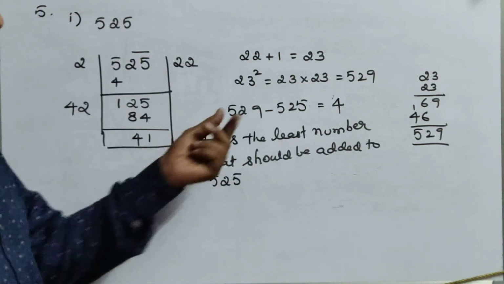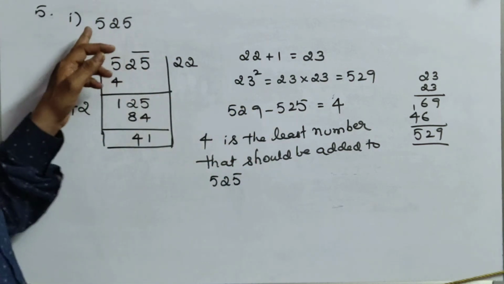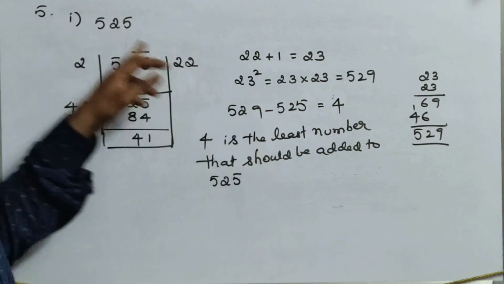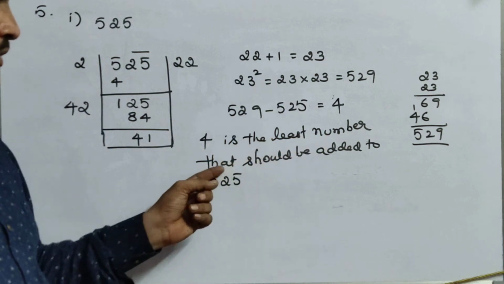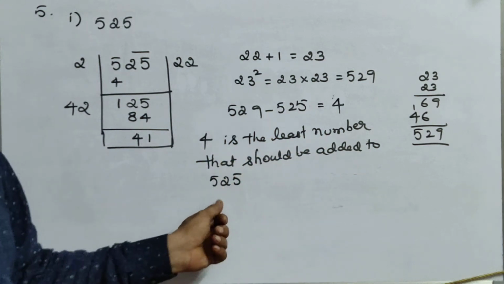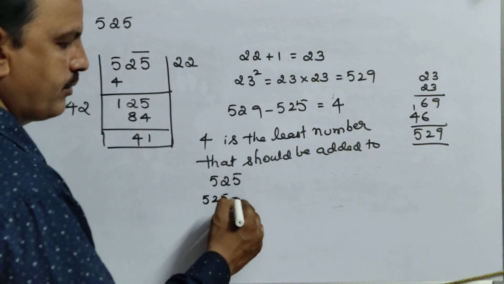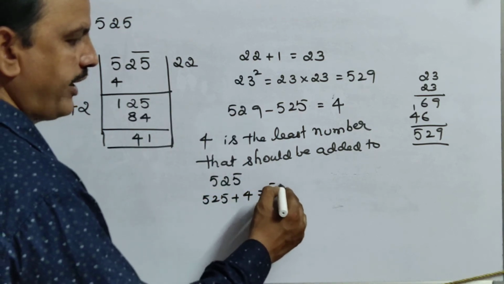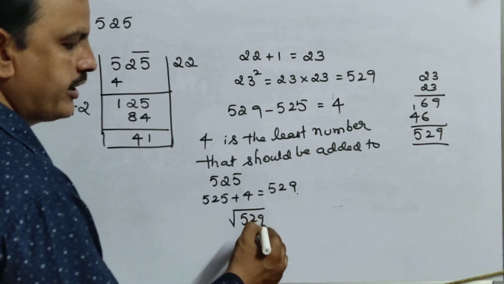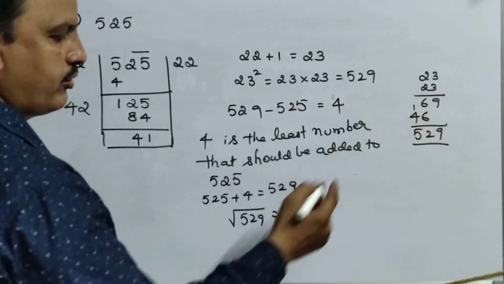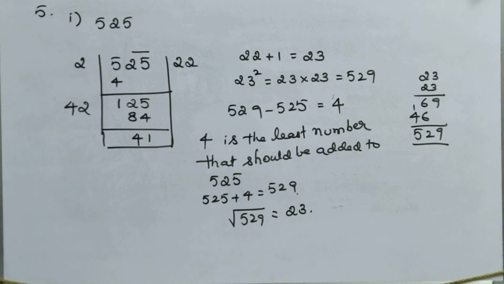Okay. Extremely sorry children. I did not notice here 525. Here I wrote 524. Check it now. So 529 minus 525. That is 4. So 4 is the least number that should be added to 525. That means 525 plus 4. That is how much? 529. Now what is the square root of 529? You already did. 23 into 23 is 529. So directly you can write 23. Okay? Is it clear children?